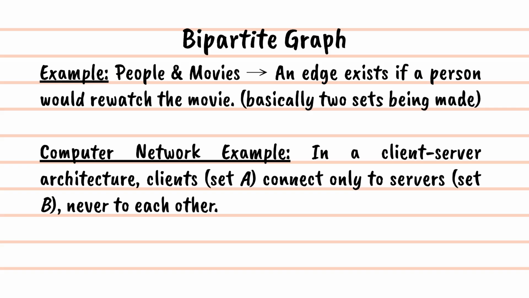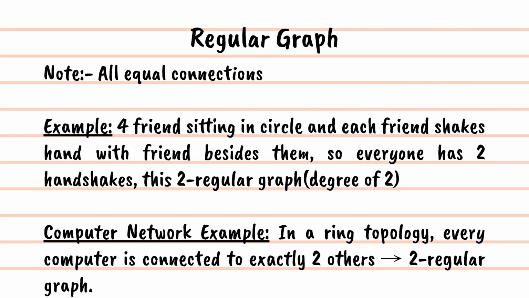In a bipartite graph, an example is people and movies, where an edge exists if a person would rewatch a movie. In client-server architecture, clients connect only to servers, not to each other, forming a bipartite graph. A regular graph represents all equal connections. For example, 4 friends sitting in a circle, each shaking hands with their neighbors, creates a 2 regular graph. In a ring topology, every computer is connected to exactly 2 others, making it a 2 regular graph.